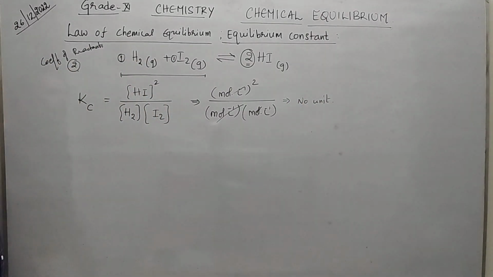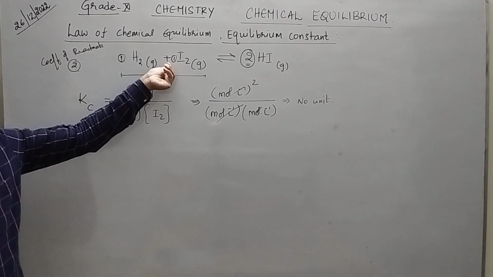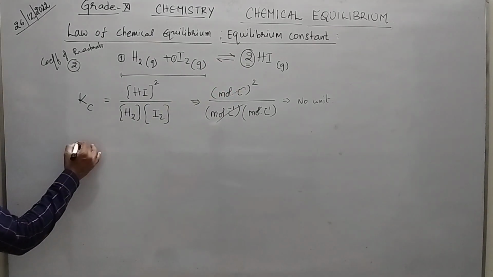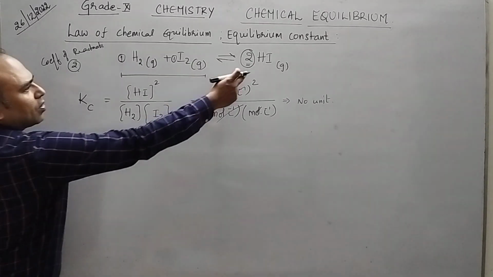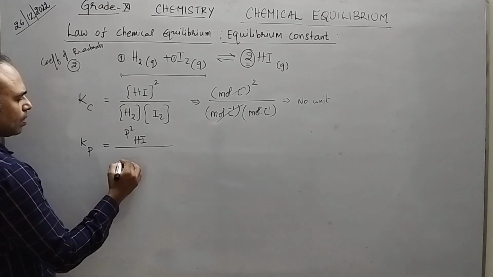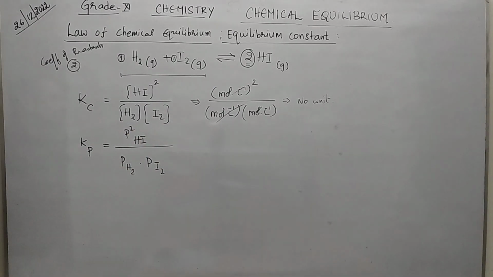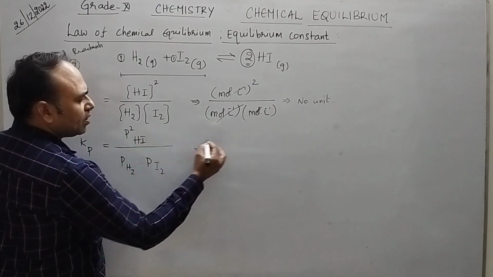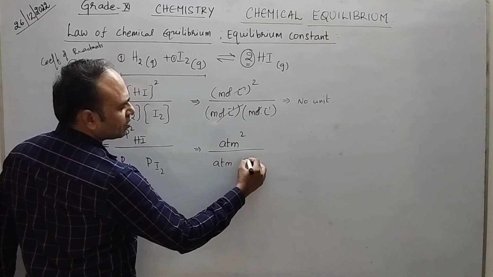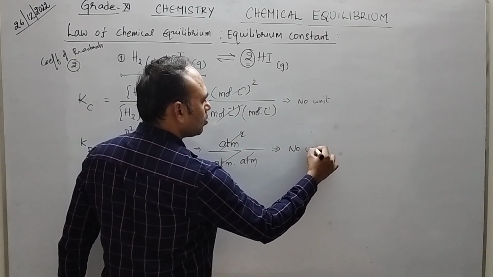So very important thing, if you know that the sum of the coefficients of the reactants is equal to the coefficient of product, then you can say there is no unit for this. How to write Kp? For this gas you can say P square HI divided by PH2 into PI2, where P stands for partial pressure. Now what will be your unit? You know, atmosphere square by atmosphere into atmosphere, that is ATM. Everything gets cancelled out, hence we can say here also there is no unit.